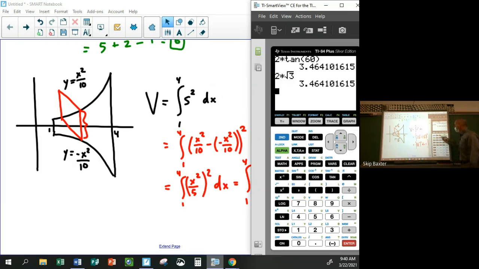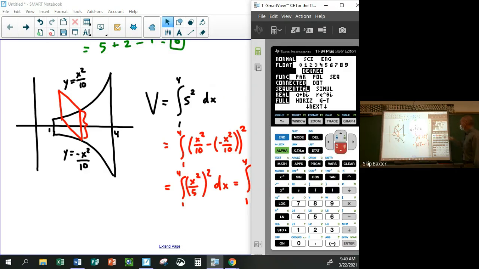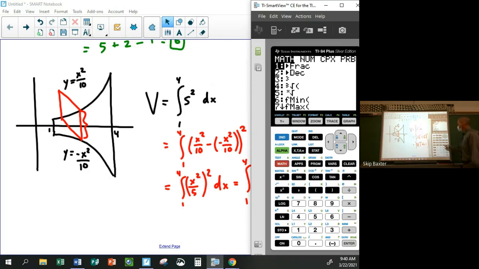So on my calculator, I changed my calculator to degrees last period, so I have to change it back. Math 9. Integral from 1 to 4. Integrand is x to the 4th divided by 25, dx. And it's 8.184. That's it.